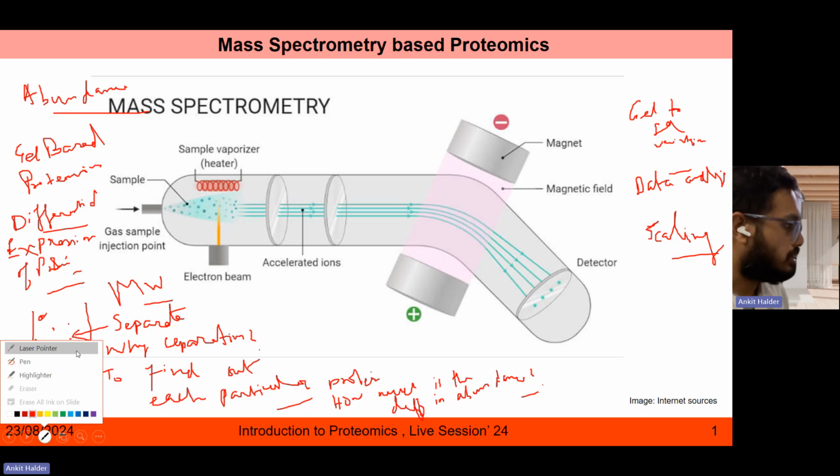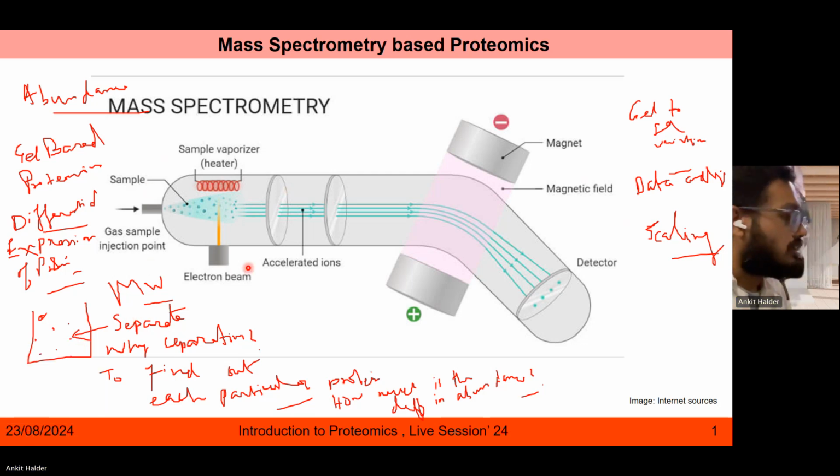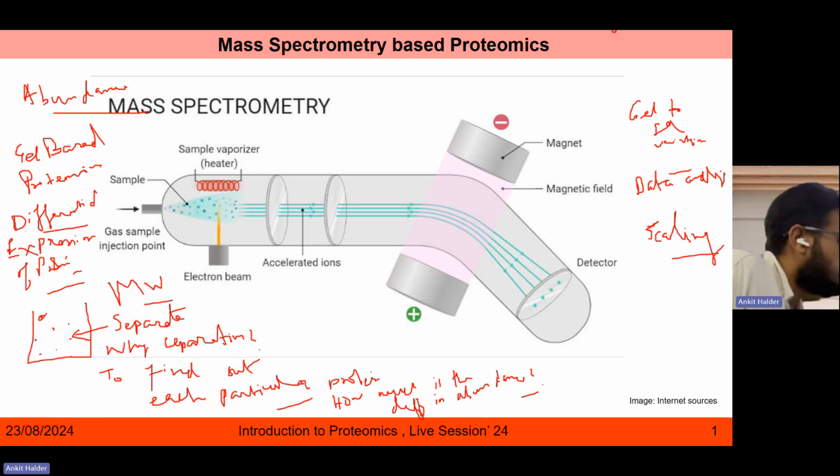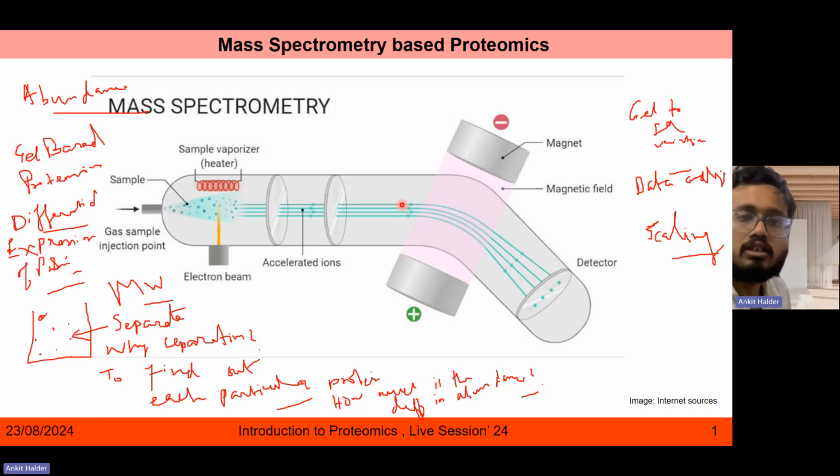So now what is our particular principle? If you see, this is a simplified version of mass spectrometry, where the sample gets injected, and after injection the procedure remains the same: it will be separated, and after traversing a particular distance or separation time, it will be analyzed in the detector.